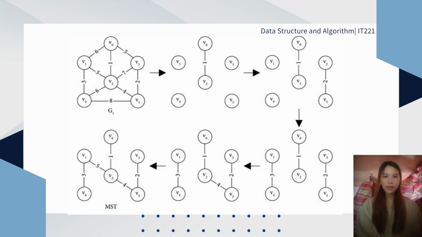So to summarize, Kruskal's algorithm is a fast and reliable way to connect all parts of a network with the least total cost, making it useful in real-world problems like internet cabling, road planning, and electric grids.